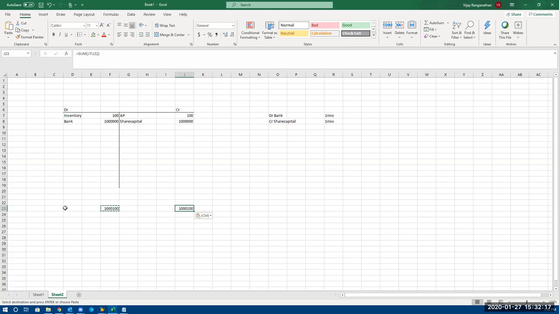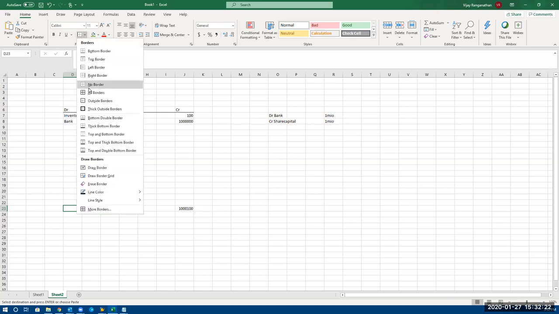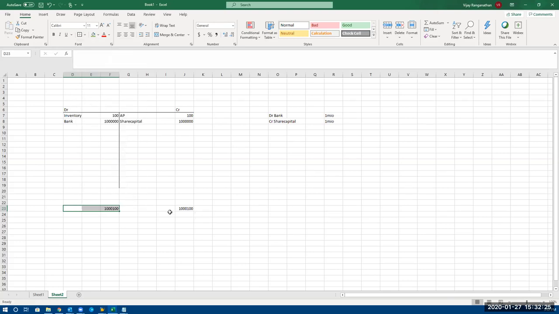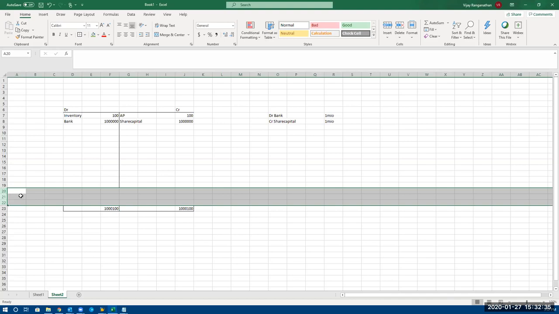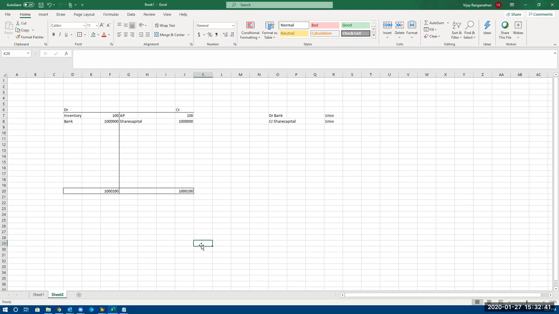Can I say something, Vijay? Please. Basically, the trial balance is the list of all the ledger accounts with the balances in the ledger accounts. If it has a debit balance, it will be on the debit side of the trial balance. And if it has a credit balance, it will be on the credit side. That's correct. So far, are you clear, Shaz? Yes.